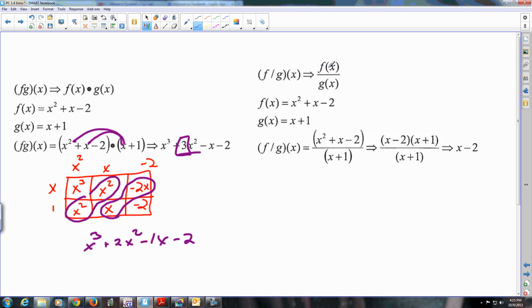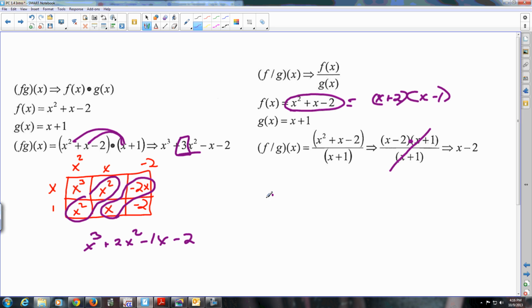F divided by g, there it is. The only thing that was special about this one is that this thing actually factors into x plus 2 times x minus 1. So when you've got this divided by this, the top factored into that, it's a product, so I can cancel, and that cancels out to leave you x minus 2.